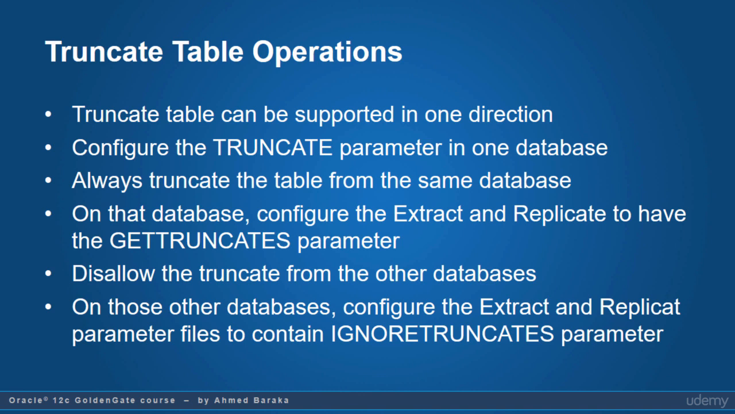On the trusted database, configure the extract and the replicate processes to have the GETTRUNCATES parameter configured in their parameter files. This allows truncate table operations from the other databases. On those other databases, configure the extract and the replicate parameter files to contain the IGNORETRUNCATES parameter. So you end up with a configuration where you truncate the table in one database, and that truncate operation will distribute to all other databases.